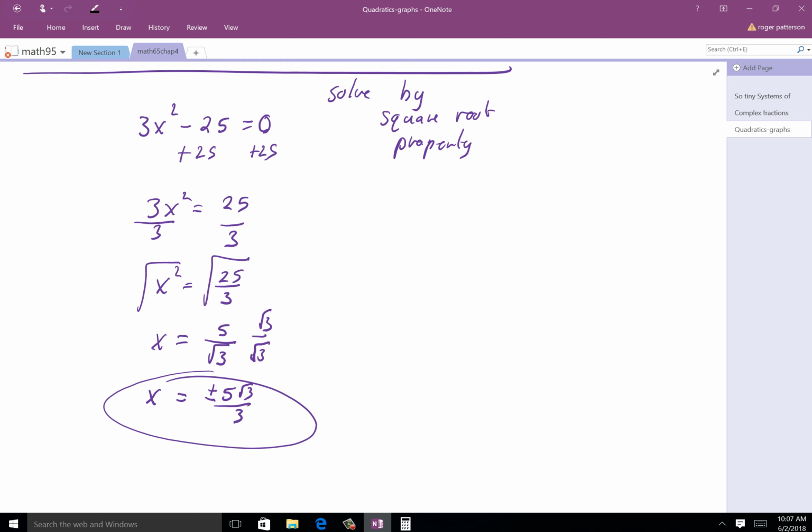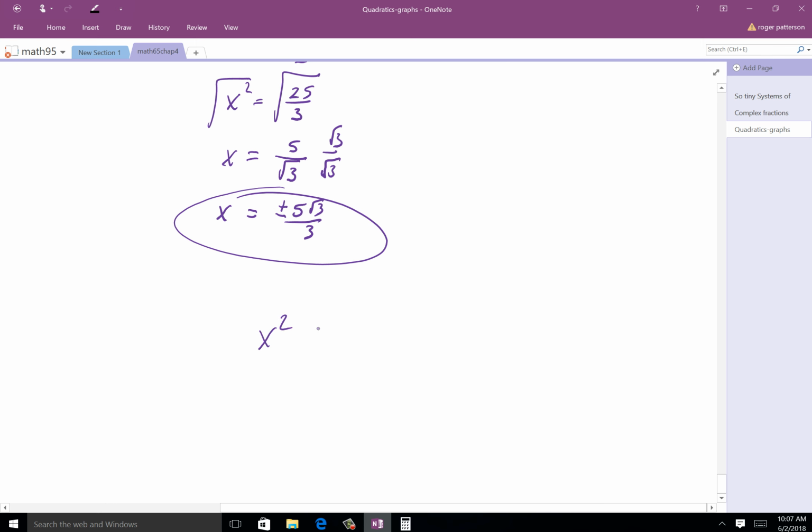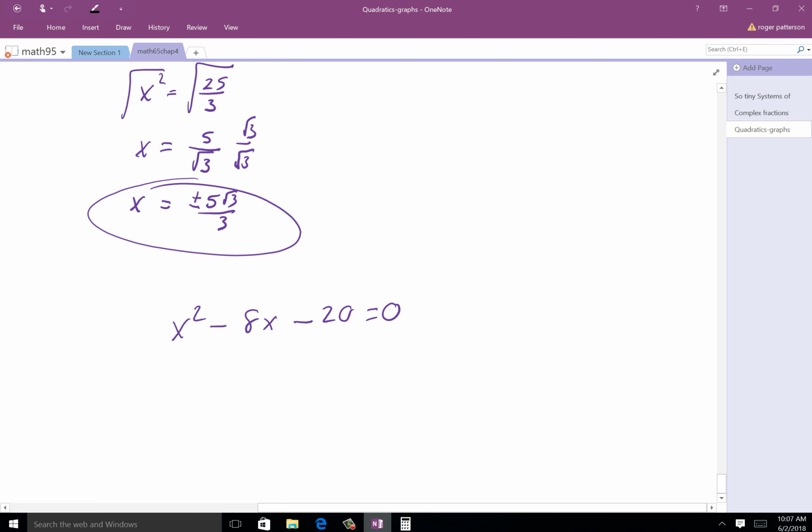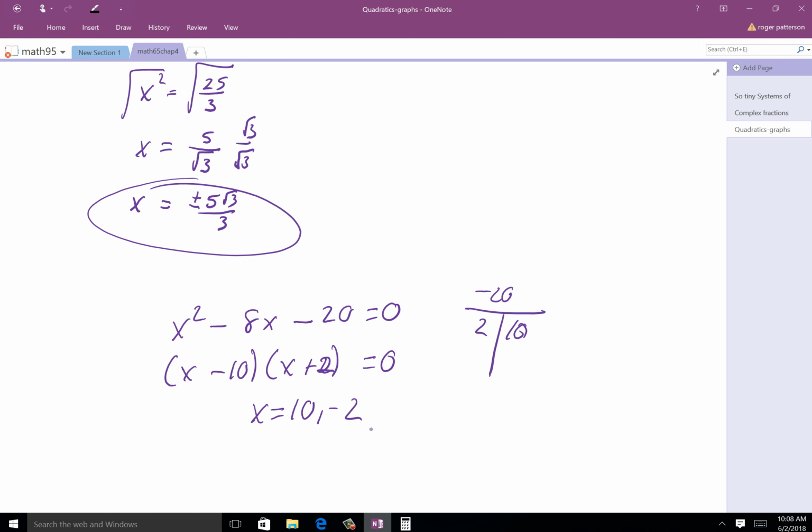Solve by factoring, we've done. It would look something like this, and we just factor it, right? 2 and 10 is our magic number there. X minus 10, and we've done this, so x equals 10, and x equals negative 2. All right. So yeah, that one works because they set it up to work.